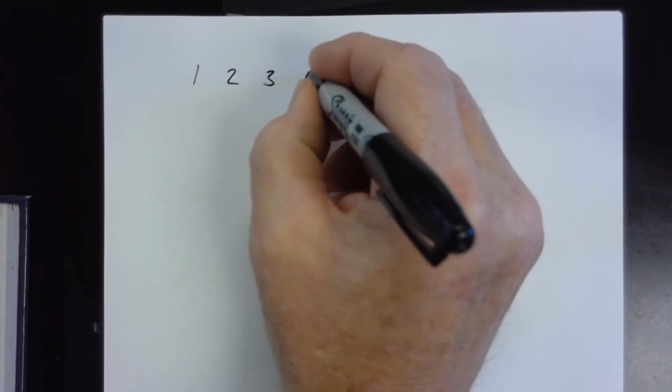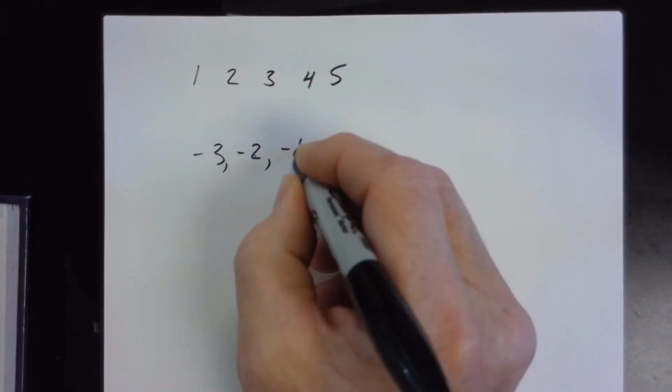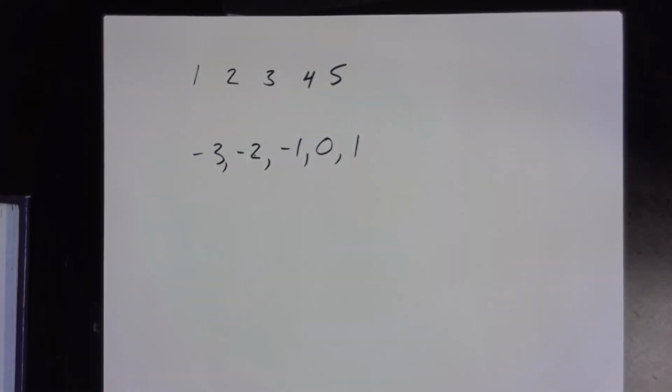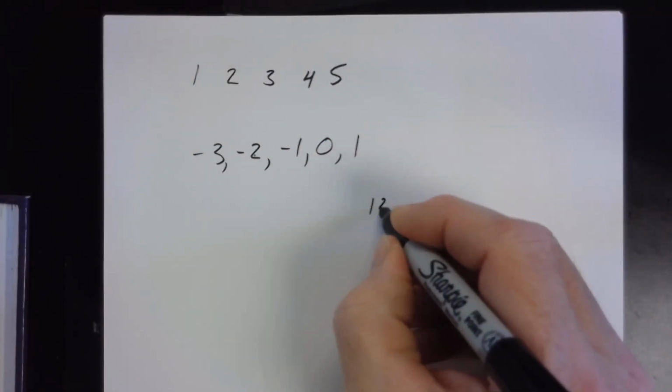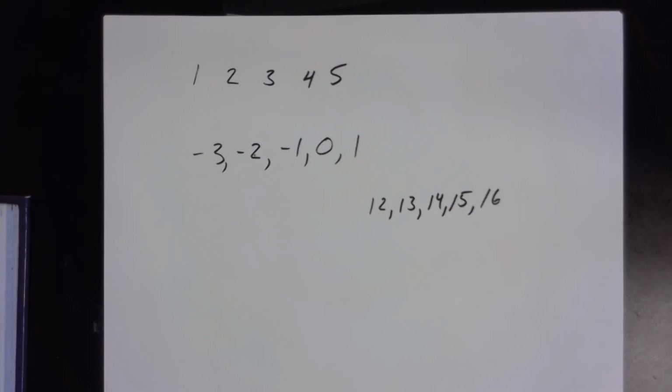Make and test a conjecture about the sum of any 5 consecutive integers. Wait a minute. The sum of any 5 consecutive integers. We go like 1, 2, 3, 4, 5. So 1, 2, 3, 4, 5. -3, -2, -1, 0, 1. If I take any 5 consecutive integers and I add them together, can I be sure about something about their sum? They're gonna be larger than that.